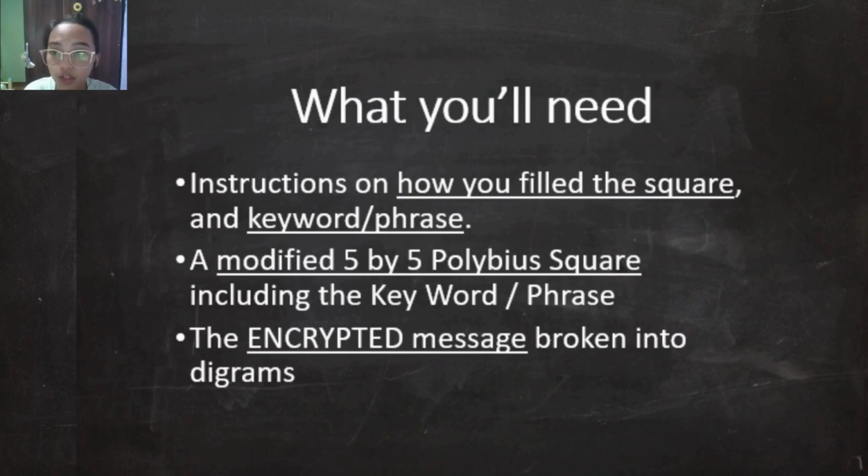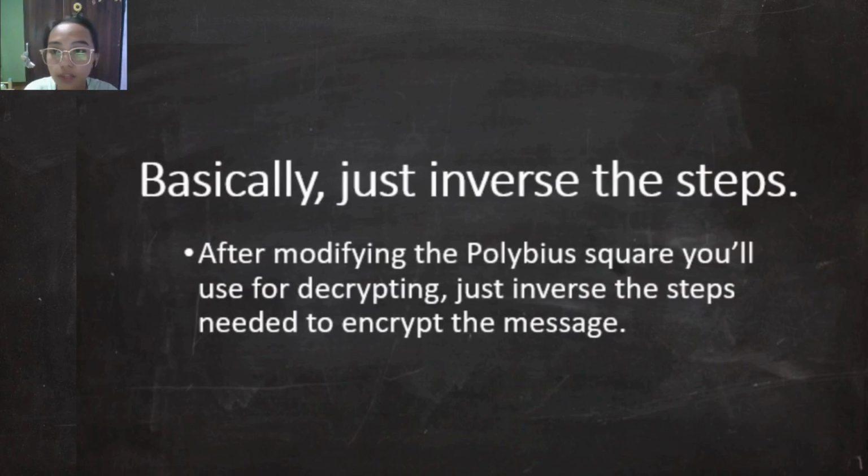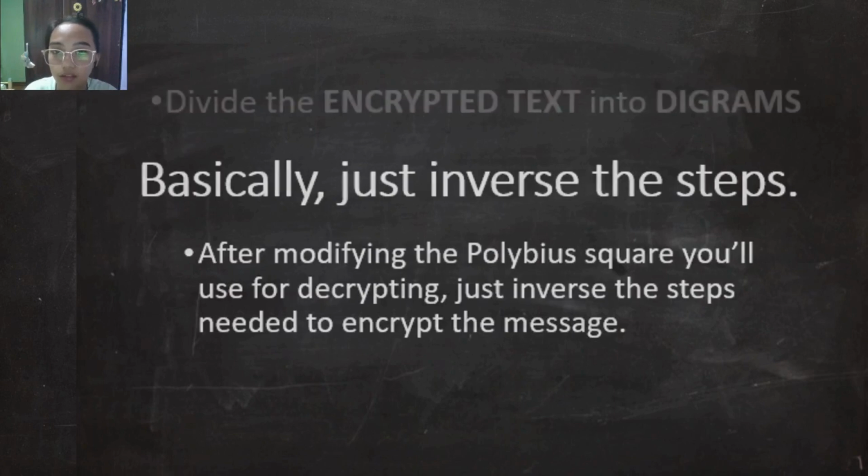You will need the same instruction used to encrypt the message, to form the Polybius square that was used to encrypt the message. So you'll need the instructions on how you fill the square, the keyword or the key phrase, a modified 5 by 5 Polybius square including the keyword or key phrase, and of course the encrypted message broken into diagrams. So basically, to decrypt the message, you just have to inverse the steps. After modifying the Polybius square you'll use for decrypting, just inverse the steps needed to encrypt the message.